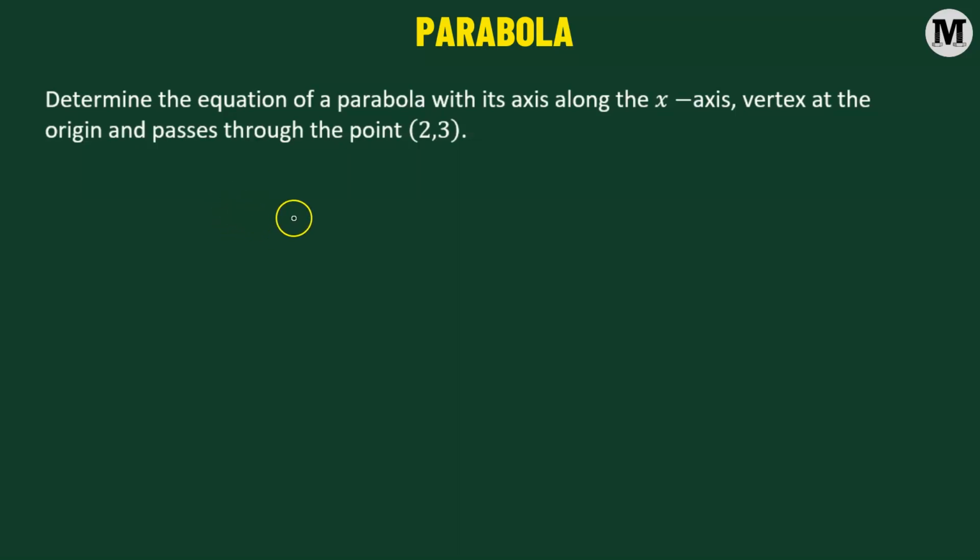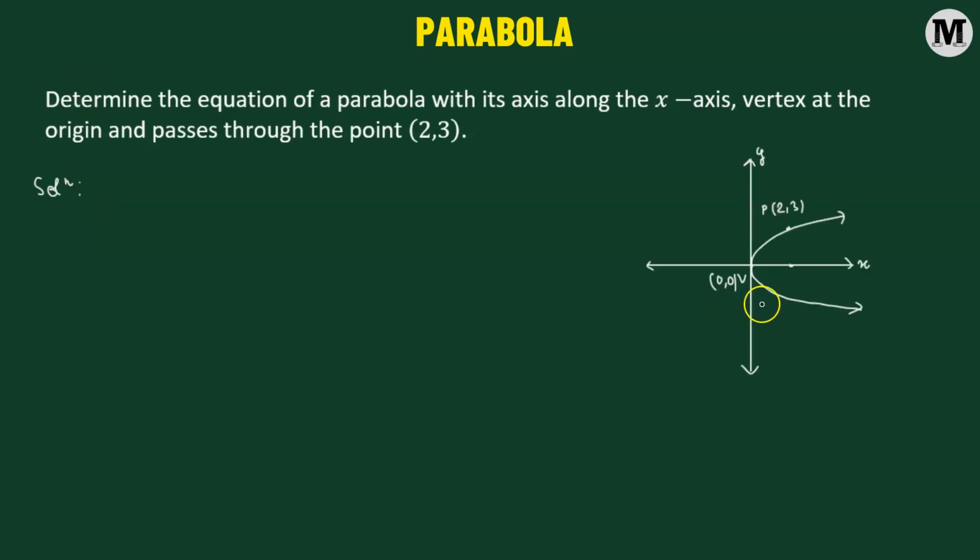So in this problem, we need to determine the equation of a parabola such that its axis is along the x-axis with vertex at the origin and the parabola passes through the point (2, 3). Let us begin. We'll try to understand the problem graphically first.